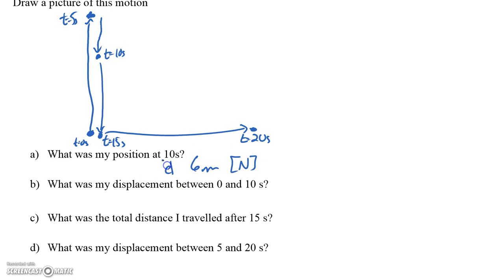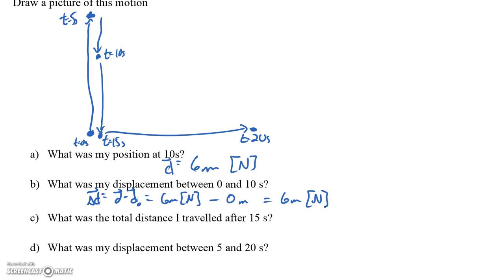So let's go with position equals 6 meters north. What is my displacement between 0 and 10 seconds? Well, let's write out a quick equation. Delta d is d minus d naught. My final is 6 meters north that I just figured out, minus my initial, which is 0 meters. So in this case, it ends up being the same as my position.